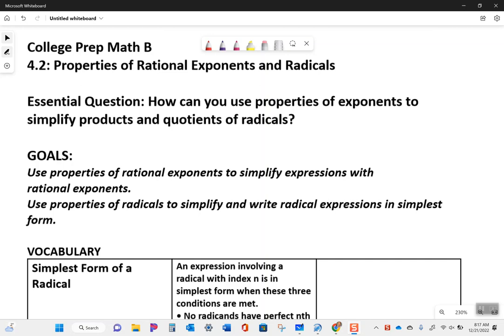Guys, 4.2 is titled Properties of Rational Exponents and Radicals. And we started exploring some of these new ideas the other day.